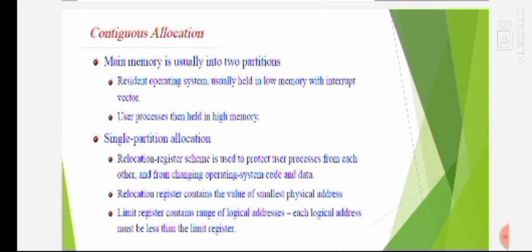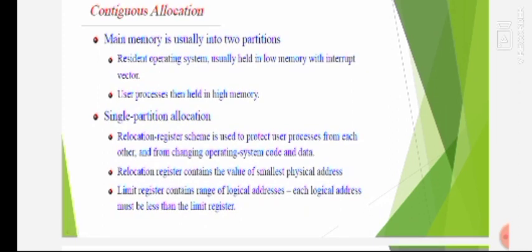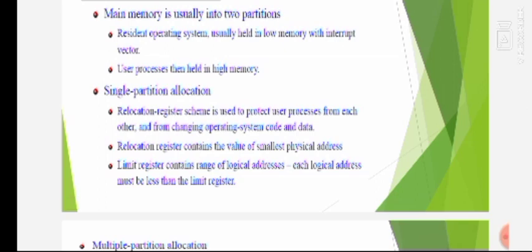swapping. Then contiguous allocation. Main memory is usually divided into two partitions. The resident operating system is usually held in low memory with the interrupt vector. User processes are then held in high memory. Single partition allocation: a relocation register scheme is used to protect user processes from each other and from changing operating system code and data. The relocation register contains the value of the smallest physical address. The limit register contains the range of logical addresses. Each logical address must be less than the limit register.